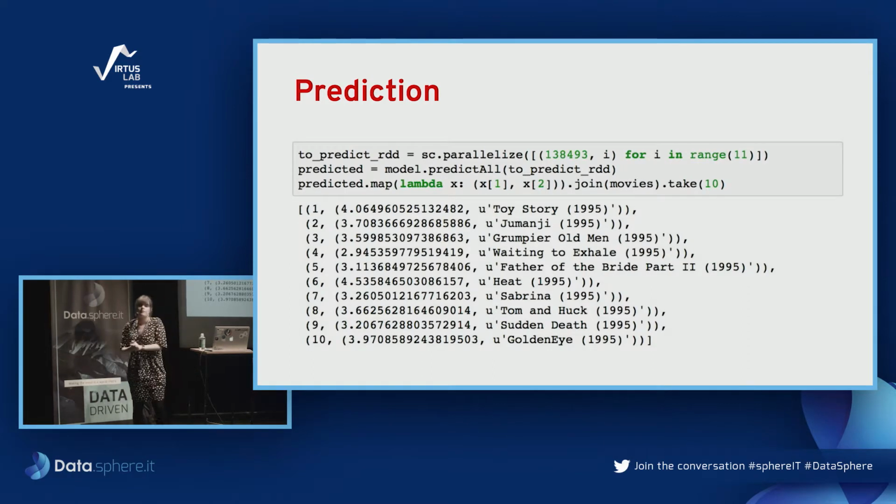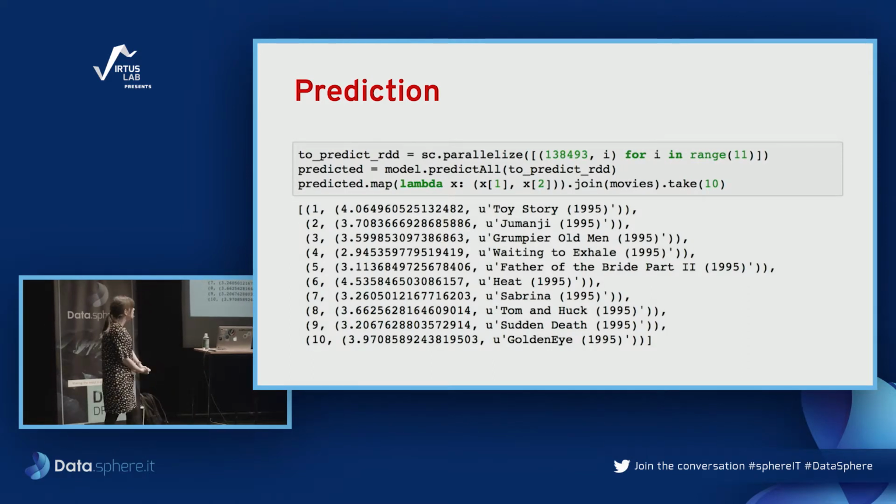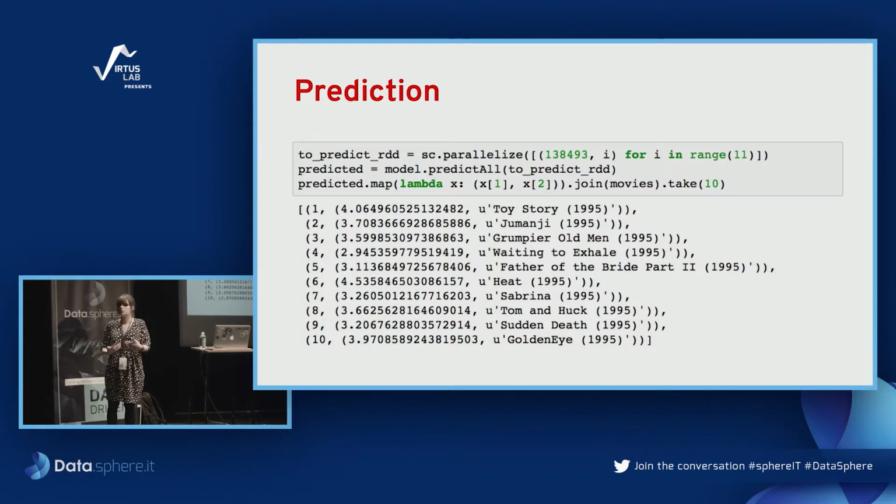So now that we've used the train function to build the model, we need to get some predictions. I decided I just want to know what my prediction is for the first 10 films in the list of films. In this first line, I make an RDD which contains my user ID and the film IDs. The second line, we're using that predict all function that we saw to make the predictions, and then I do a little bit of Spark manipulation to make the output more interpretable.